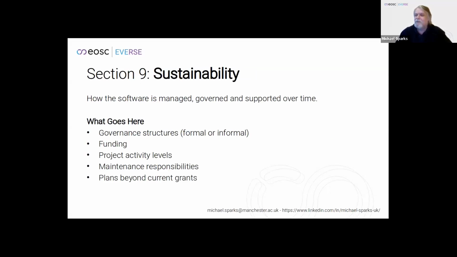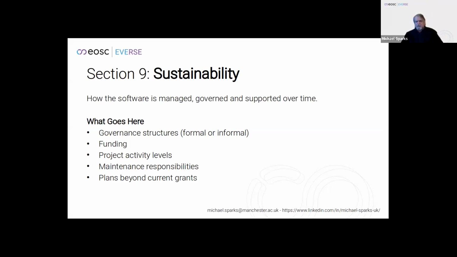Now, when we talk about sustainability, what goes in here is things like governance, formal and informal, what your funding levels are, how the project maintains its activity levels, its maintenance responsibilities, and plans beyond current grants. This section is mostly about research projects. It's the bit that lots of research projects try to avoid thinking about, because it's basically saying we might not last forever. It's not immortal; it's going to end at some point, or it's going to mutate, or it's going to change.